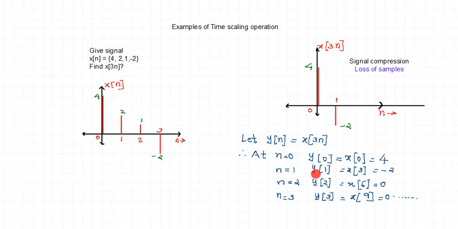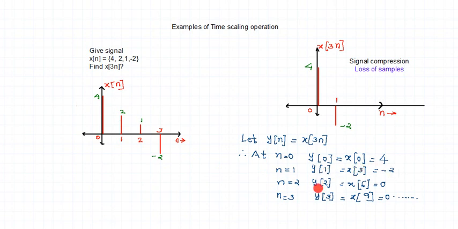When n is 1, right? What is the value of y of 1? What value is y of 1 taking? y of 1, if I put it here, becomes x of 3, friends. y of 1 is taking a value of x of 3. What is the magnitude of x of 3? At x of 3, the magnitude is minus 2. So at y of 1, the magnitude is minus 2.